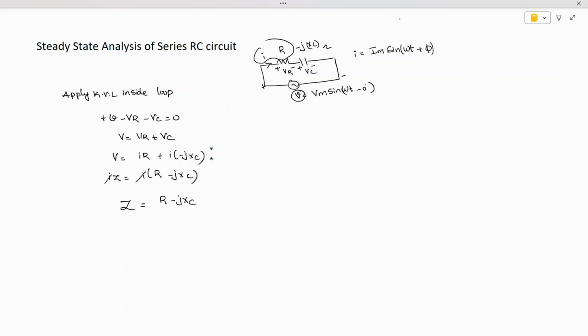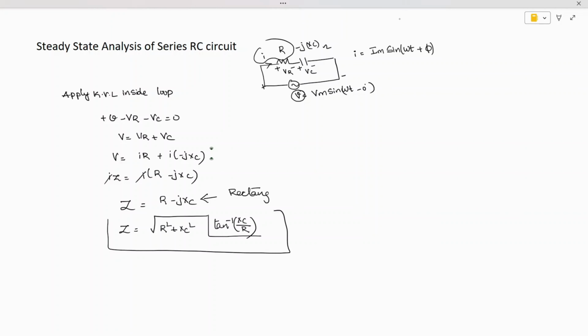So from here I can write Z, which is in rectangular form. I want it in polar form. This I can write as root of R square plus XC whole square, and the angle phi we are going to get as tan inverse of the imaginary part, which is minus XC by R. So this is the total impedance offered.